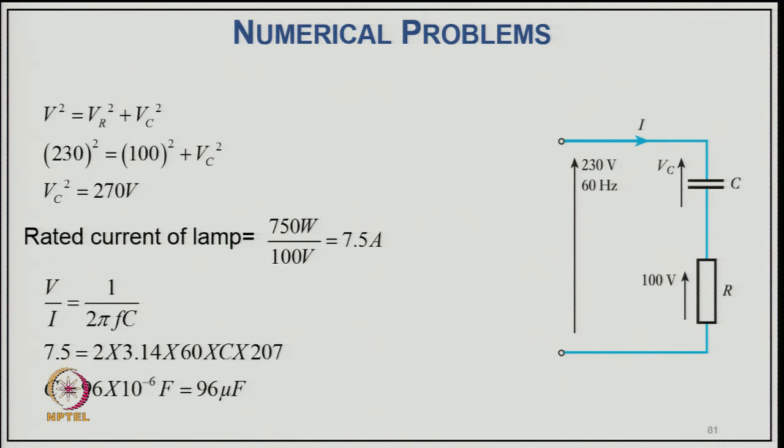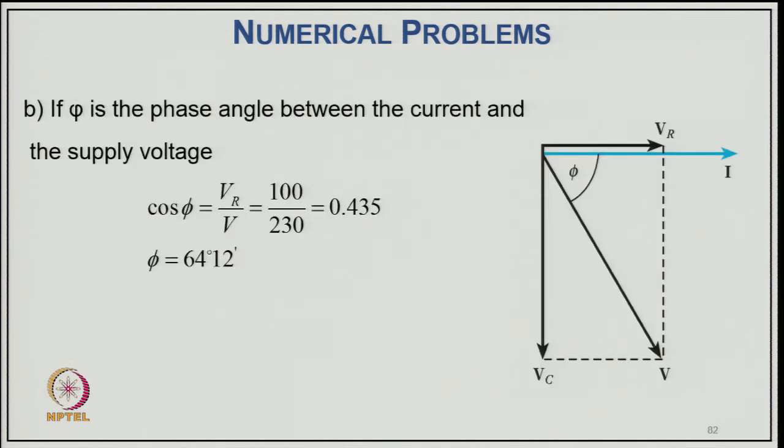And V upon I will be 1 upon 2 pi f C. So, now you can say 7.5 ampere equals 2 pi into 3.14 into 60 into C into 207, and C comes from here as 96 microfarad. If phi is the phase angle between the current and supply voltage, then cos phi will be V R upon V, that is 100 upon 230, that is 0.435, from which we can calculate phi equal to 64.12 degree.